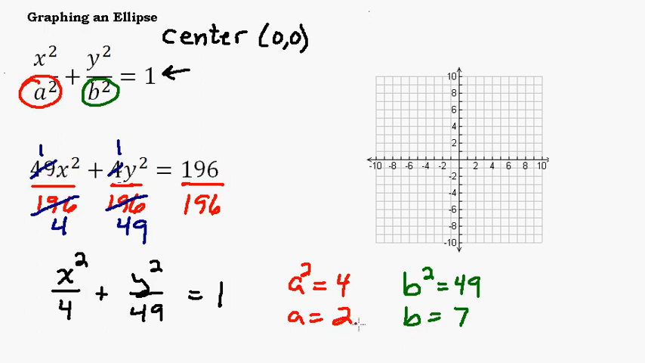Now, in this case, our a value is smaller than our b value, so we're going to have an ellipse that looks more tall. Again, this is centered at 0, 0. So we're going to start at 0, 0. Our a value is 2 under the x, so we're going to go 2 to the right, make a dot, 2 to the left, make a dot. Our b value is 7, which is under the y, so we're going to go up 7 on the y and down 7. And that gives us our general form of our ellipse, and then we just do the best we can to make this look nice.